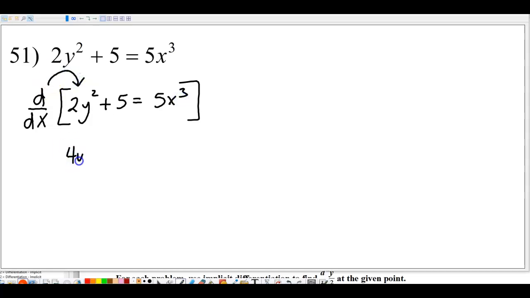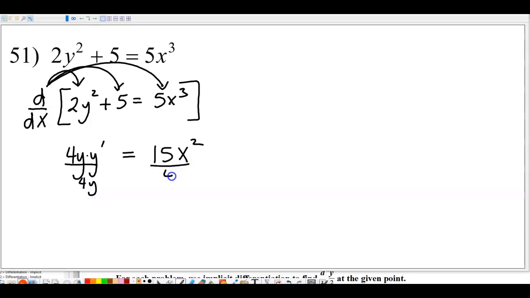That derivative would be 4y prime. That derivative is 0, so I'm not even going to write it. That derivative is 15x squared. Next, to get the y prime by itself, I'm just going to divide both sides by 4y. And there's my first derivative. Okay? But I'm not done, because the problem wants me to find the second derivative. So, how do we do that? Well, to take the second derivative, we're just going to take the derivative again.